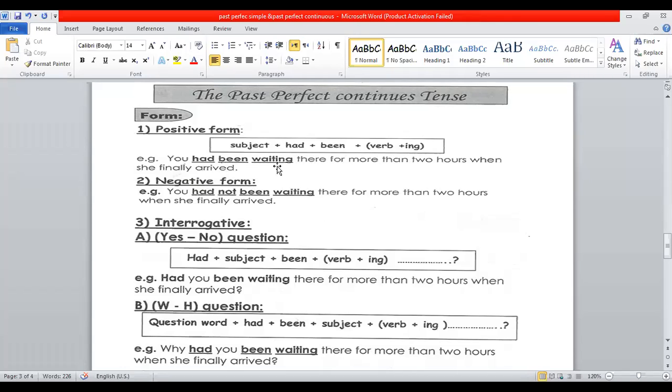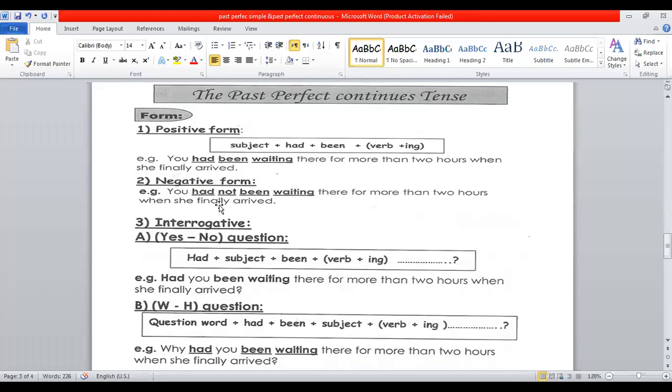Okay, why are we using here the past perfect continuous? Why not the past perfect simple? Because we have duration. Duration means a period of time, which is for more than 2 hours. For more than 2 hours, this is called duration. This is called period of time. If you have a period of time, you will use past perfect continuous.